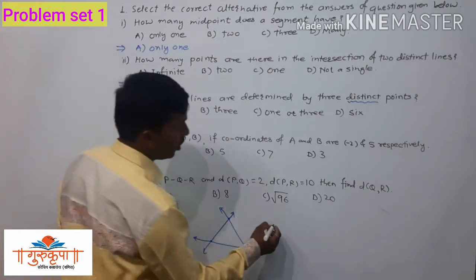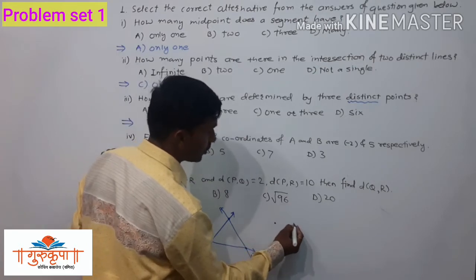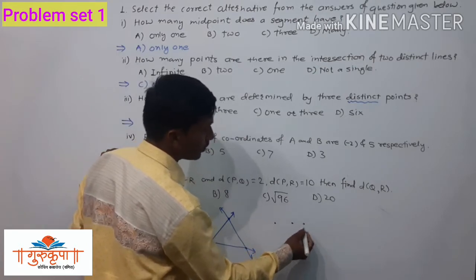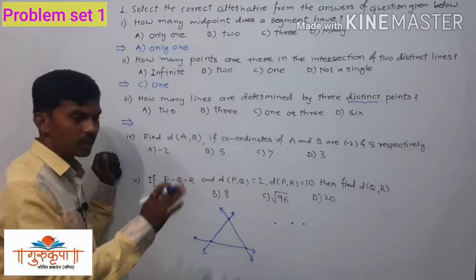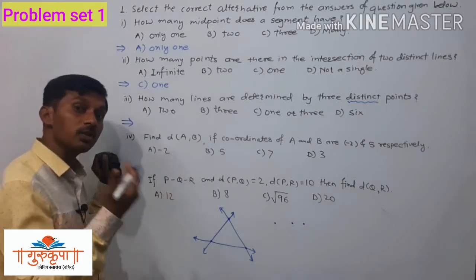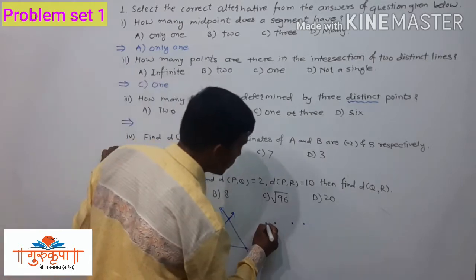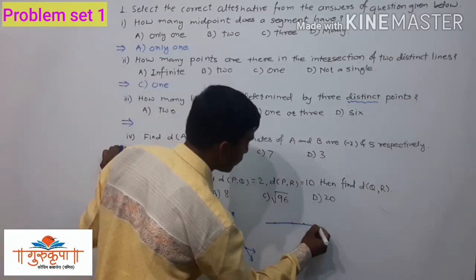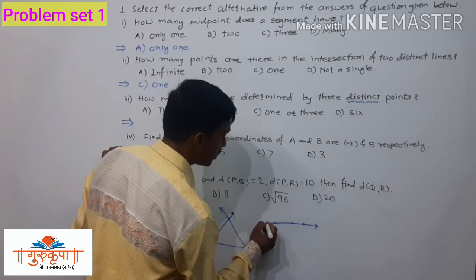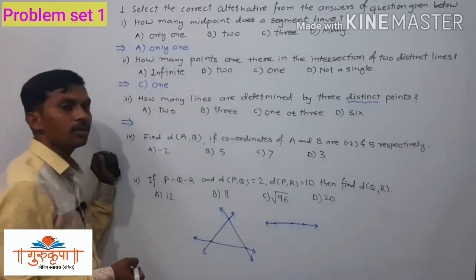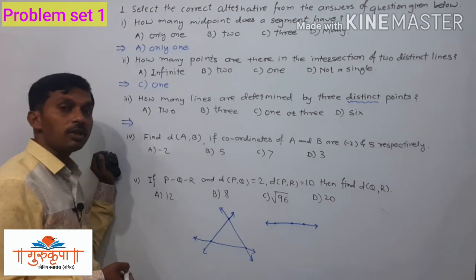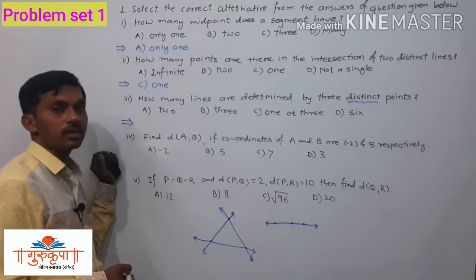And suppose all the 3 points are distinct but collinear. All 3 points are distinct, they are different, but they are collinear. Then how many lines can we draw passing through these points? And the answer is 1. We can draw 1 line passing through the 3 distinct collinear points.